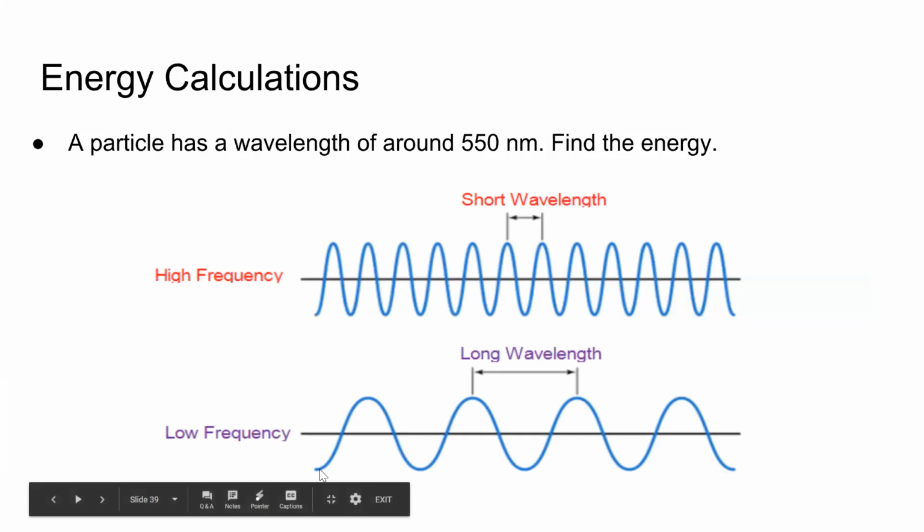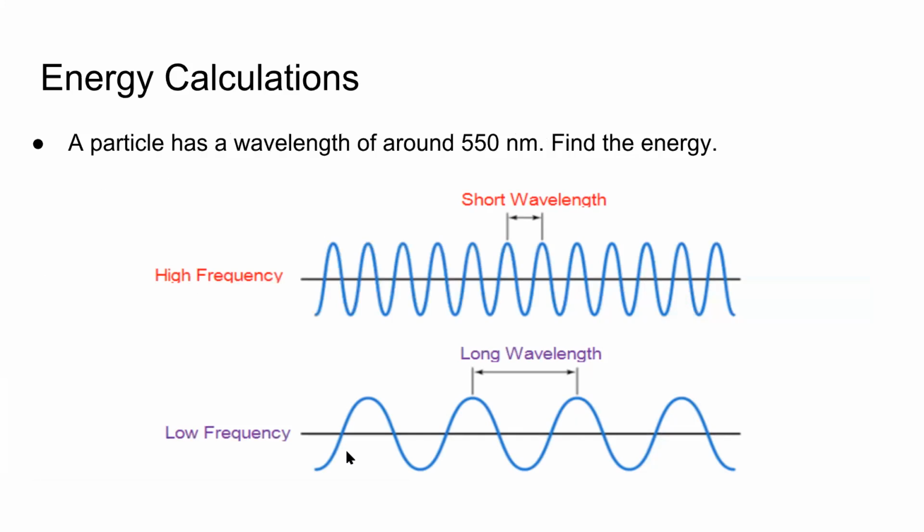Now, a particle has a wavelength of around 550 nanometers, so we have to find the energy of that one. Here we know that a higher frequency has a shorter wavelength, and a low frequency has a longer wavelength. This is some of the conceptual aspect of energy. What's a good example of that, Claire?